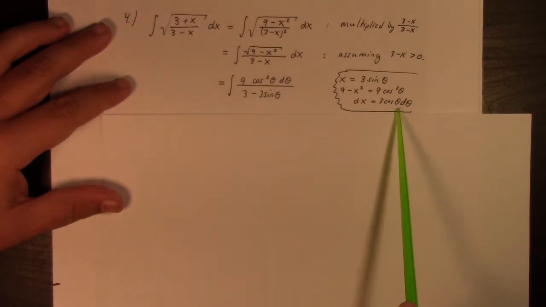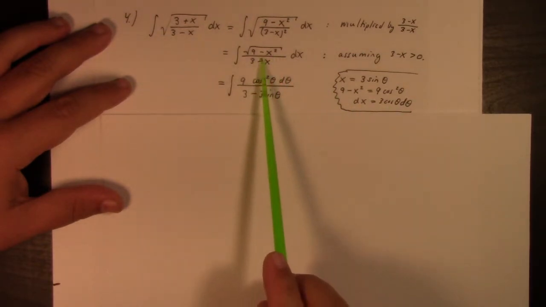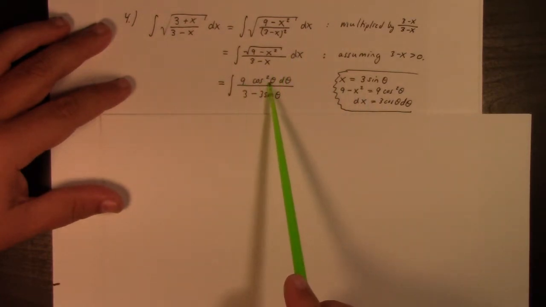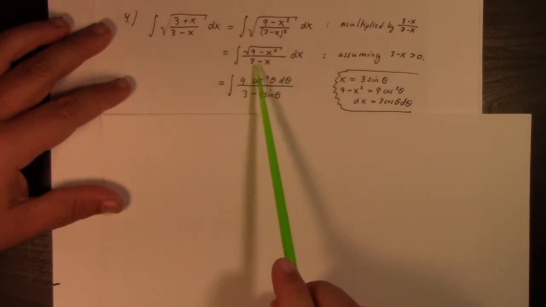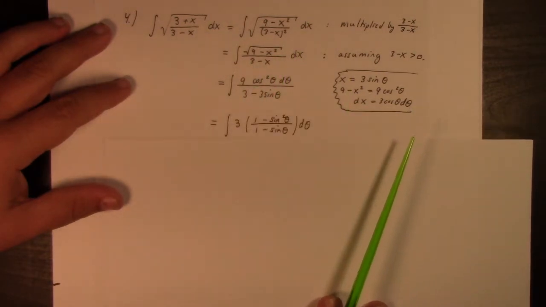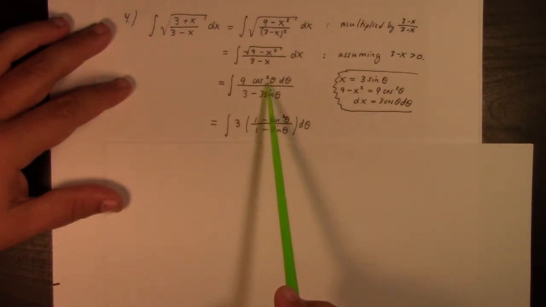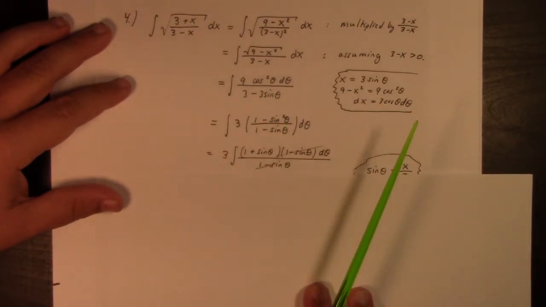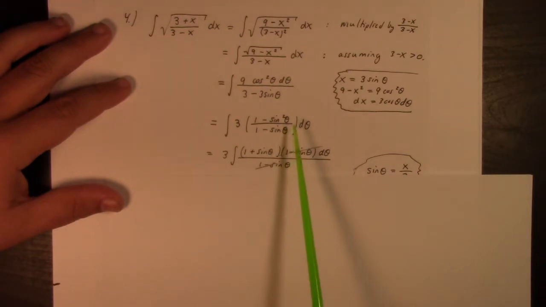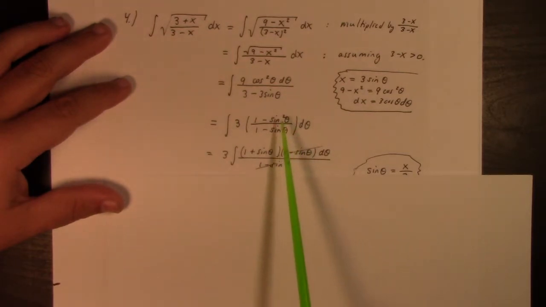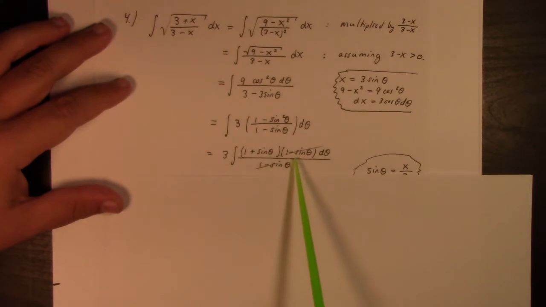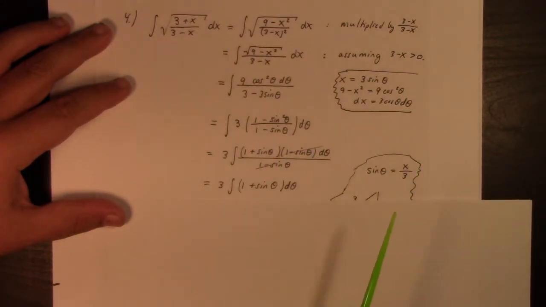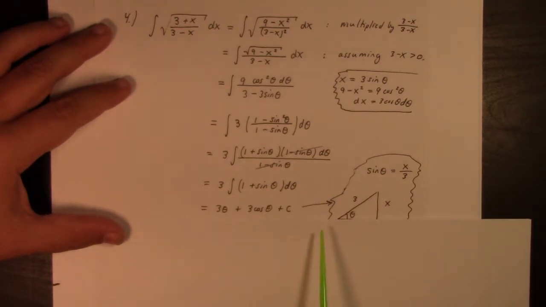The dx produces a cosine theta, so I get a 3 cosine theta from the square root. I get a 3 cosine theta d theta from the dx. They combine to give me 9 cosine squared theta there. Downstairs we've got 3 minus 3 sine theta. And then I decided I would change my cosine squared to 1 minus sine squared. And so doing that allows me to factor this into 1 plus sine, 1 minus sine. Those cancel. And yay, I can integrate that. 3 theta plus 3 cosine theta.